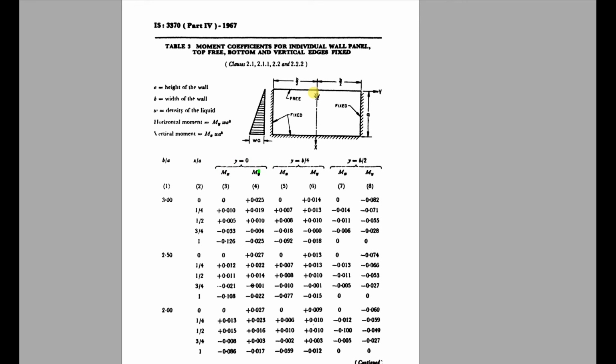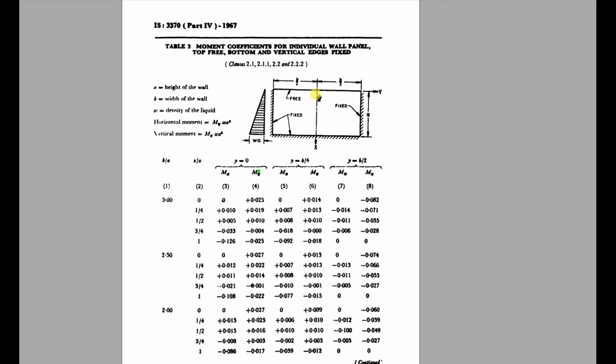Vertical moment is Mx into WaQ. Mx is this. These are the coordinates you can see. X is downward, y is here. So this is x equal to 0 and y equal to 0. And here y is equal to b by 2. Here x is equal to a. So you see this x by a.